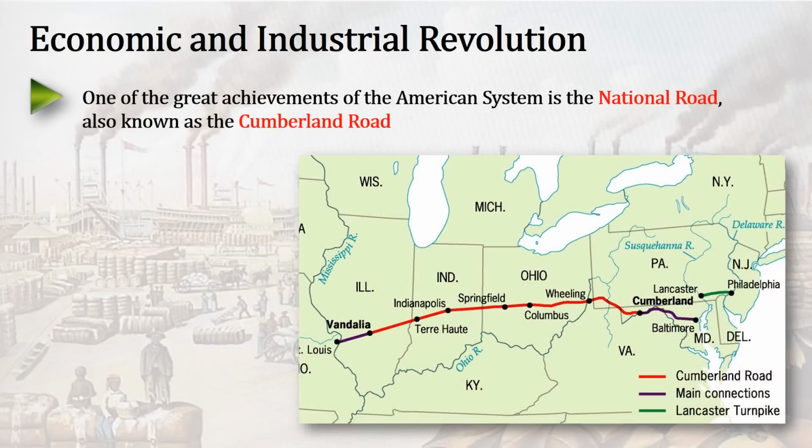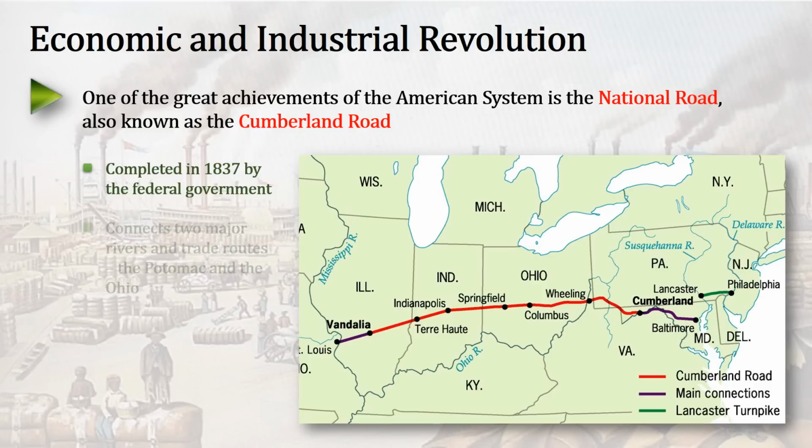One of the greatest achievements of the American system is the National Road, which is also known as the Cumberland Road. It was completed in 1837 and paid for by the federal government, and that's the hallmark of the American system, is that the federal government is going to finance and sponsor these big industrial undertakings. It connects two major rivers, which are also trade routes, the Potomac and the Ohio.